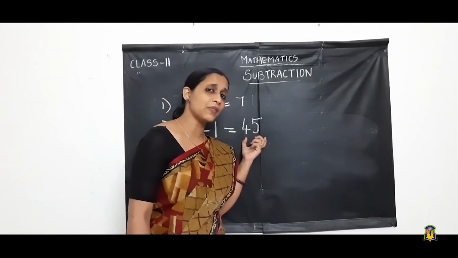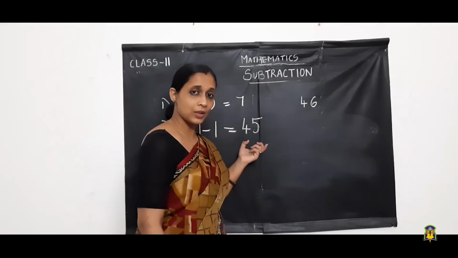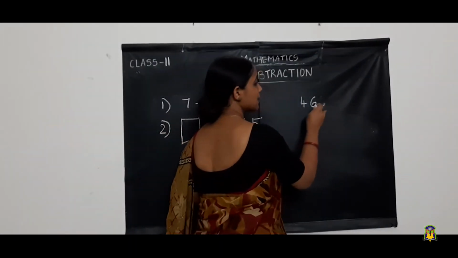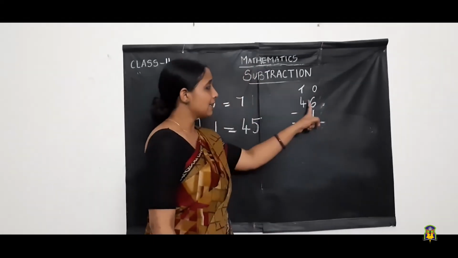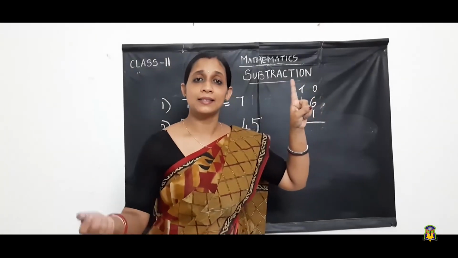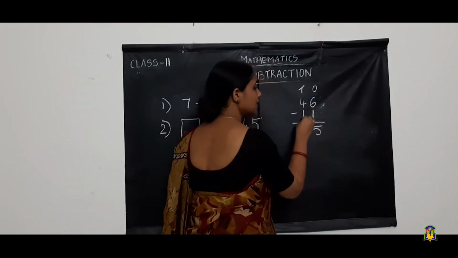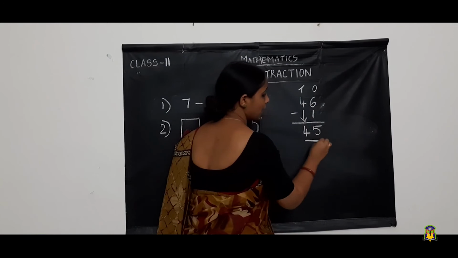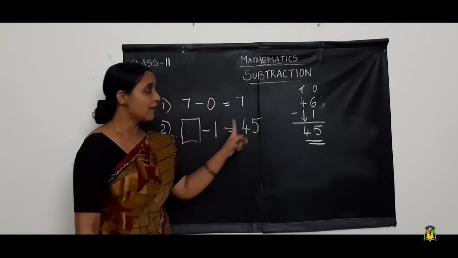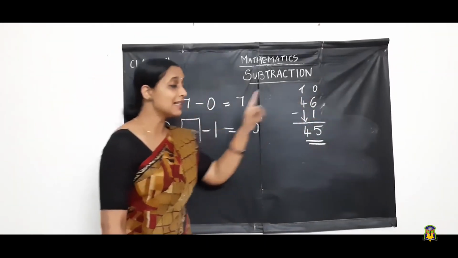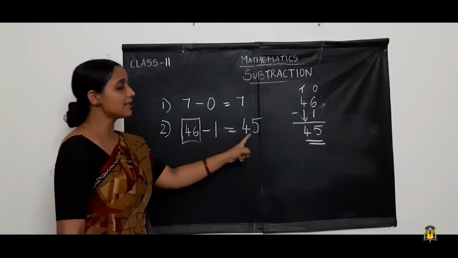Which number comes after 45? After 45 is 46. Okay. What is 46 minus 1? 1's place and 10's place. 6 in mind and 1 in hand. The number just before 6 is 5. And here we can bring down this number. So 45. This is what we got, 45. And we are reducing 1 from which number? 46. So 46 minus 1 is 45.